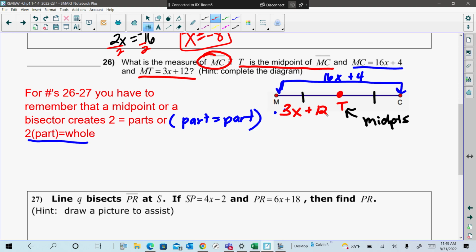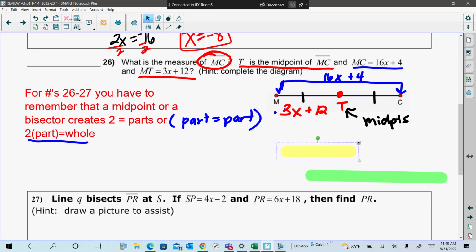So the key to this, guys, for some reason when we first start this unit, this is one of the most missed questions, because too many people want to try to say this equals this. Let me move this. There we go. We can physically see those are not equal, right? One's bigger than the other. So you can't do part equals part here. Okay, that's not the correct setup. Does anyone know what the correct setup would be here?